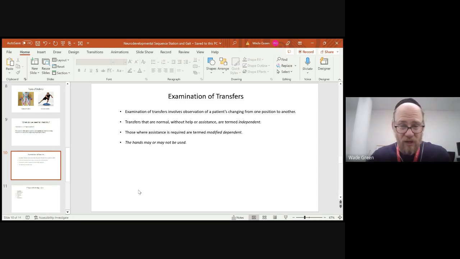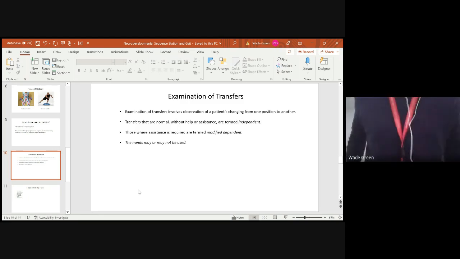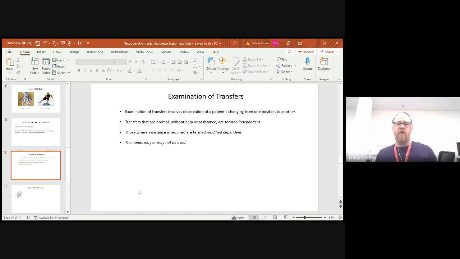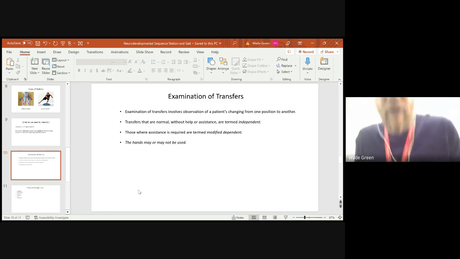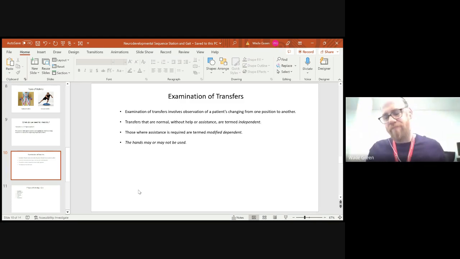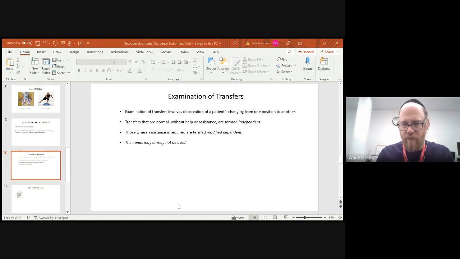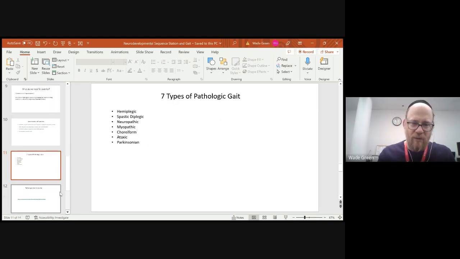In those situations, they may or may not use the hands. For example, if I go to stand up from my chair without using my hands, that's an independent transfer. If I put my hands on the table and I stand up on my own, that's an independent transfer with the use of hands. So you guys get the difference between independent and dependent. Do you still have questions about that? It's pretty cut and dry, right? Okay, cool deal.